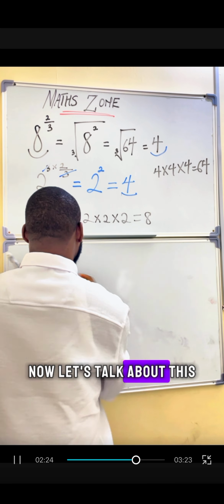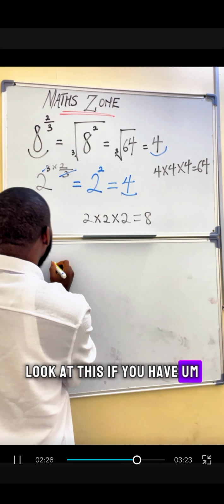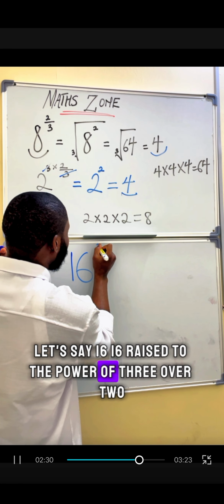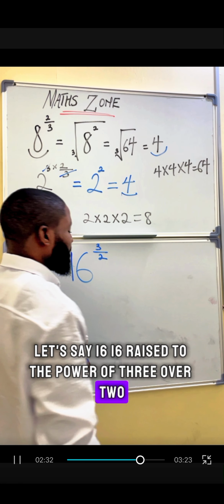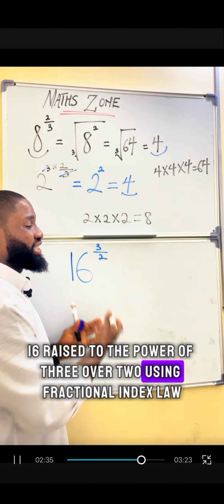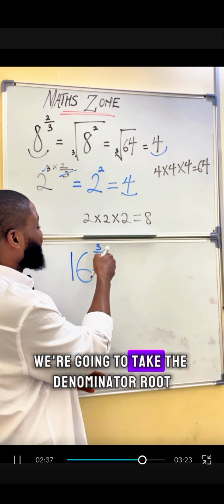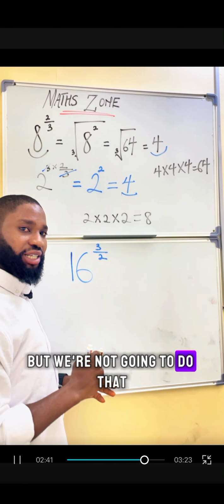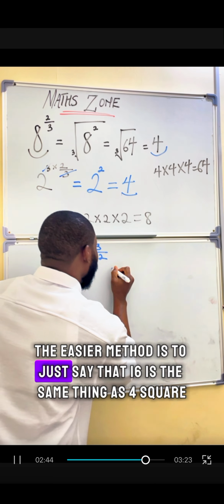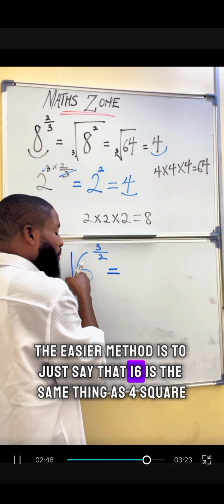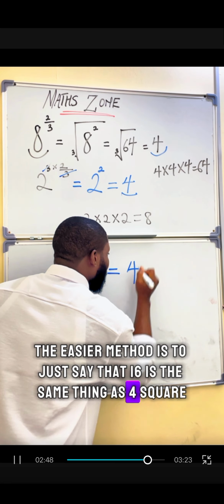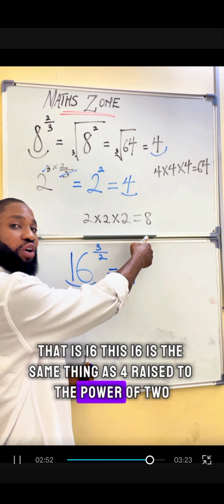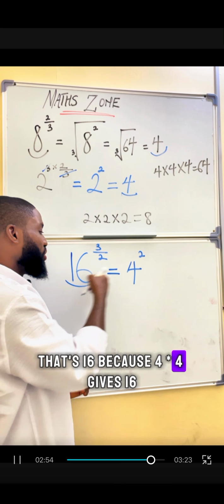Now, let's talk about this. Look at this. If you have, let's say, 16 raised to the power of 3 over 2. Using the fractional index law, I'm going to take the denominator root and raise the number to its numerator power. But we're not going to do that. The easier method is to just say that 16 is the same thing as 4 squared. This 16 is the same thing as 4 raised to the power of 2. That's 16, because 4 times 4 gives 16.